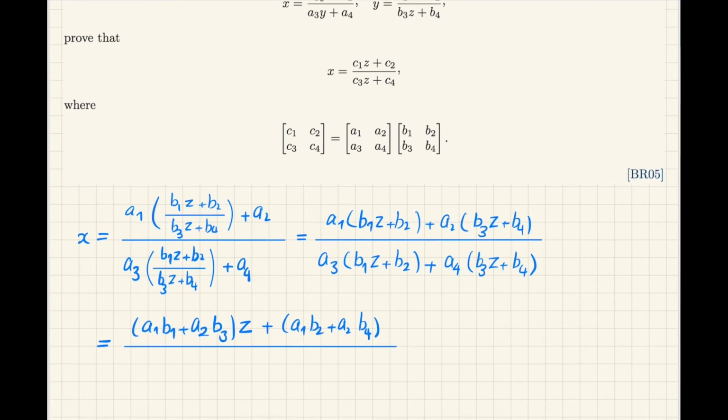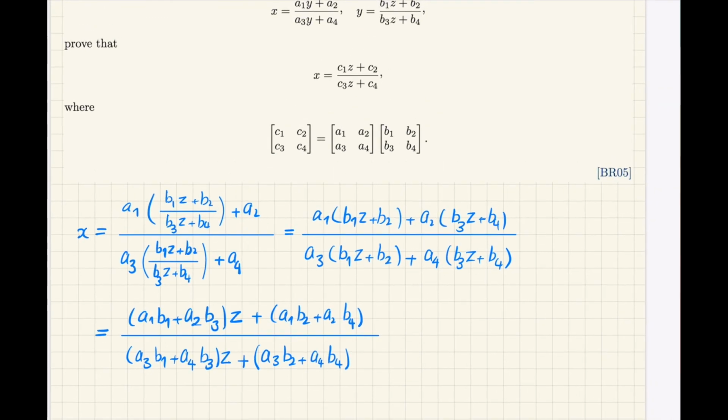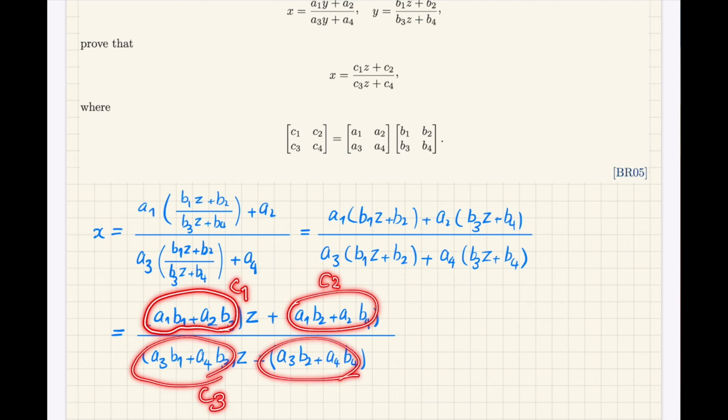And then I do the same thing for the denominator. Then I will have a3b1 plus a4b3 z. And then I will have a3b2 plus a4b4. Yes? So this is what I prove. So if I compare this that I got with what I am supposed to get, I realize that if everything goes smoothly and fine, this number here is c1, this number here is c2, this number here is c3, and this is finally c4.